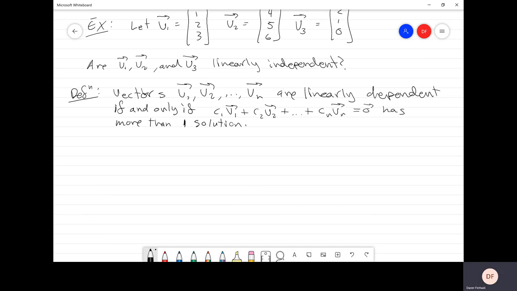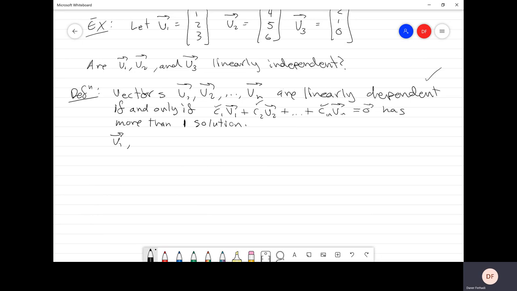If they have only one solution, so if this vector equation here, we already know that it has one solution, and that solution is C1 equals C2 equals C3 equals dot dot dot equals Cn equals zero. If all of these were zero, then yes, we would have 0 equals 0. But if this equation also has another solution, then it would have more than one solution. Then these vectors would be linearly dependent.